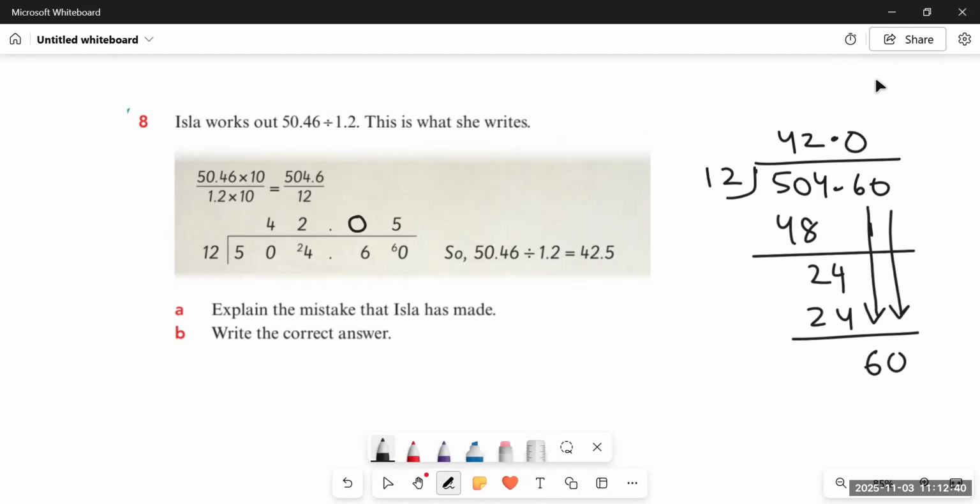That's the mistake she has actually made. Okay? So what are we supposed to write? She hasn't written down the 0 above the 6. That's the mistake, okay? And then the correct answer would be 42.05. You people also make this mistake a lot. So make sure that next time you divide the numbers, whenever you take 2 digits together, you have to put a 0 in between.